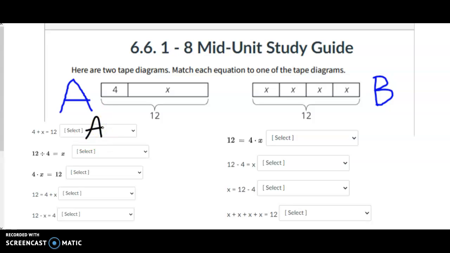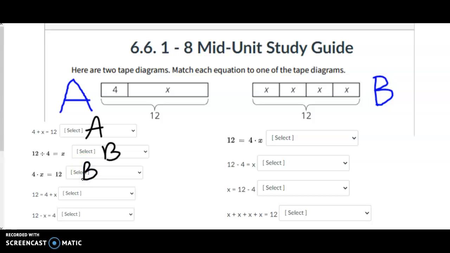The next one is 12 divided by 4. Well, on B, you can see that 12 is split up into 4 pieces. So 12 divided by 4, and each piece is x. The third one is 4 times x. Well, if we look at B, we're actually multiplying x 4 times, and that will equal 12.